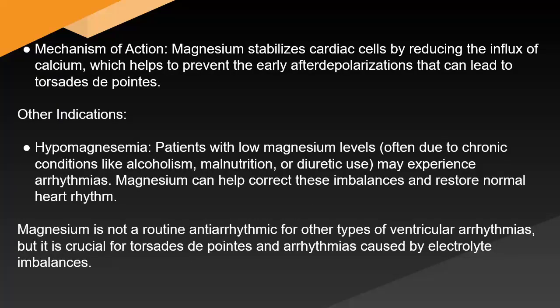Mechanism of action: magnesium stabilizes cardiac cells by reducing the influx of calcium, which helps to prevent the early afterdepolarizations that can lead to Torsades de pointes. Other indications: hypomagnesemia. Patients with low magnesium levels, often due to chronic conditions like alcoholism, malnutrition, or diuretic use, may experience arrhythmias. Magnesium can help correct these imbalances and restore normal heart rhythm. Magnesium is not a routine antiarrhythmic for other types of ventricular arrhythmias, but it is crucial for Torsades de pointes and arrhythmias caused by electrolyte imbalances.